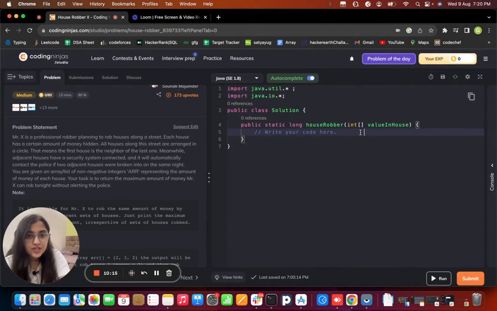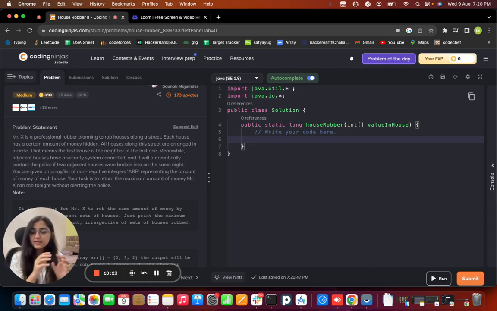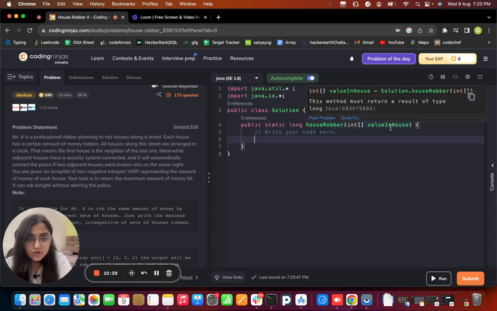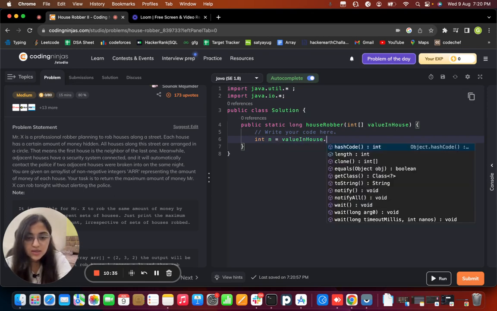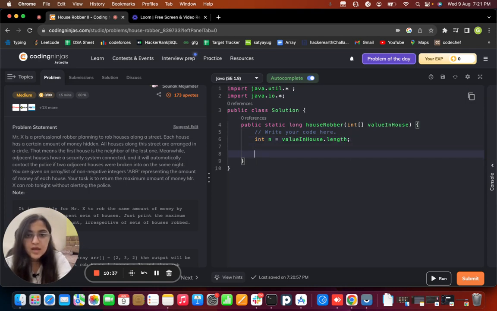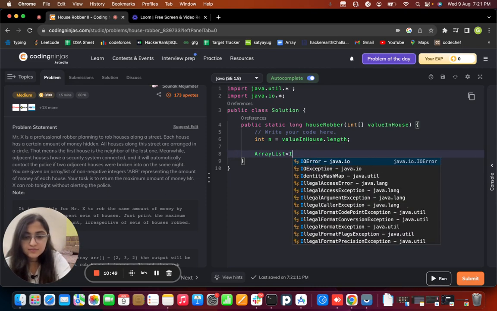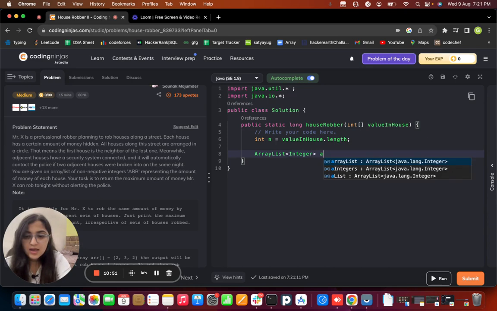Okay, so the first condition that I mentioned was that we'll divide the houses array into two parts, right? In the first part, we'll include the first house, and in the second array, we'll include the last house. So let's do it. First of all, let's write the length of the array, so that will be n equals value in houses dot length. Now we'll create two arrays as discussed. The first array will be an ArrayList of Integer, and let's name it array1 equals new ArrayList.